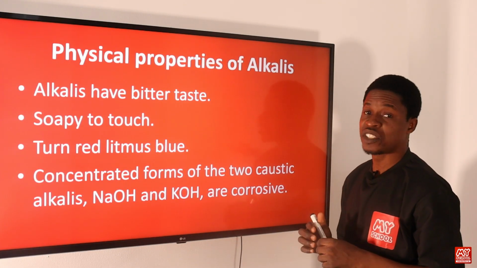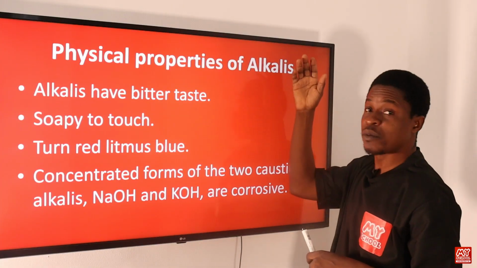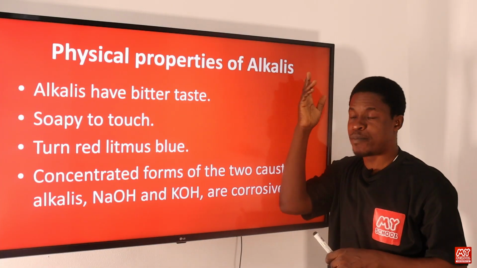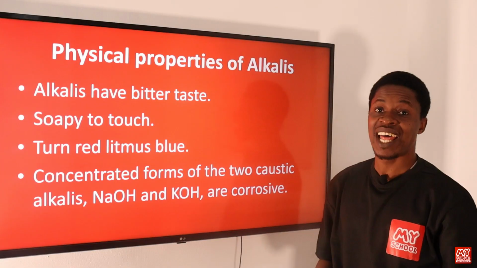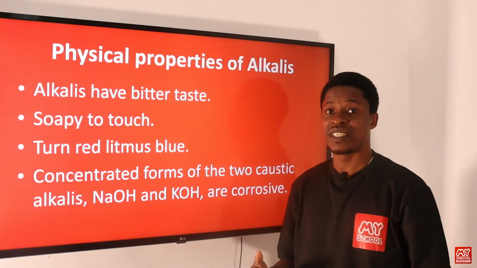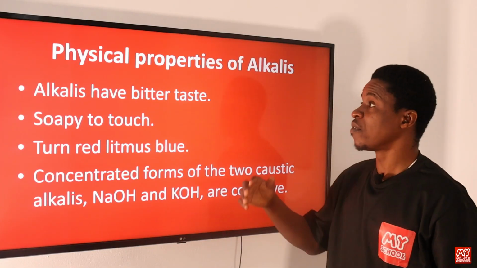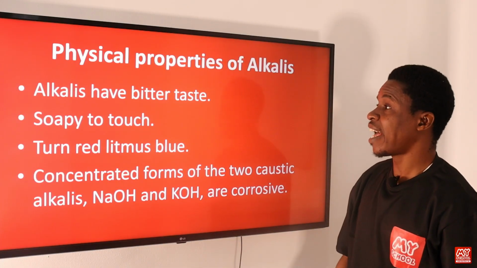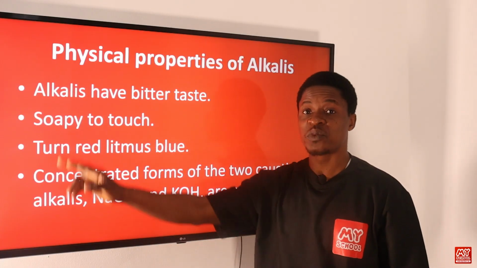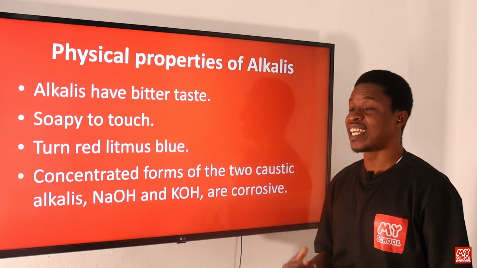We want to look at the physical properties of alkali or bases, since we said all alkali are bases, but all bases are not alkali. So it could be physical properties of alkali or bases. The first one is, we said alkalis have bitter taste.